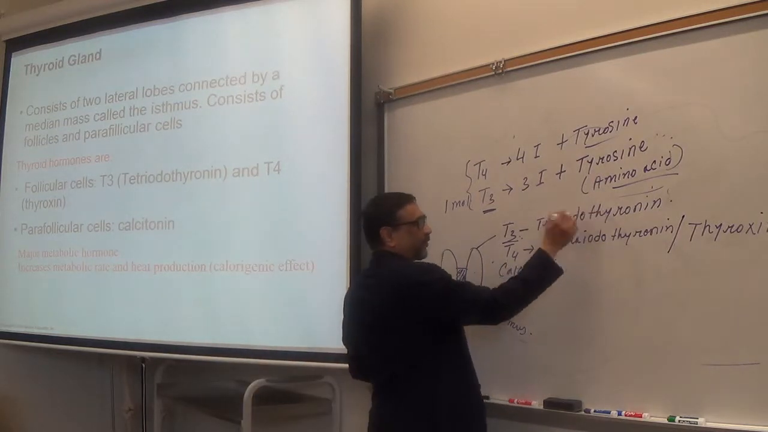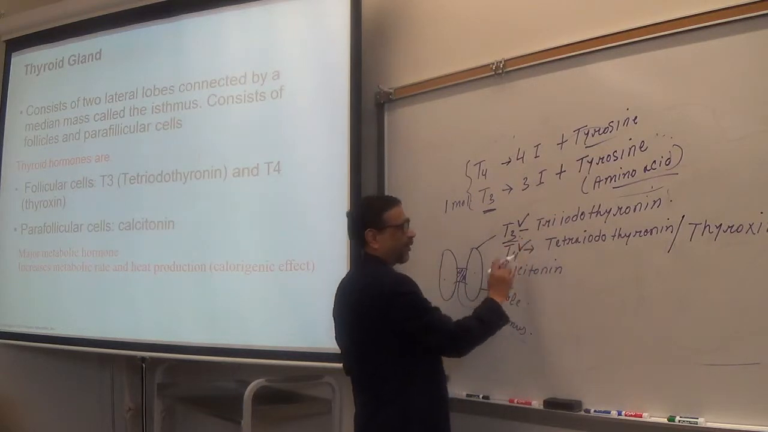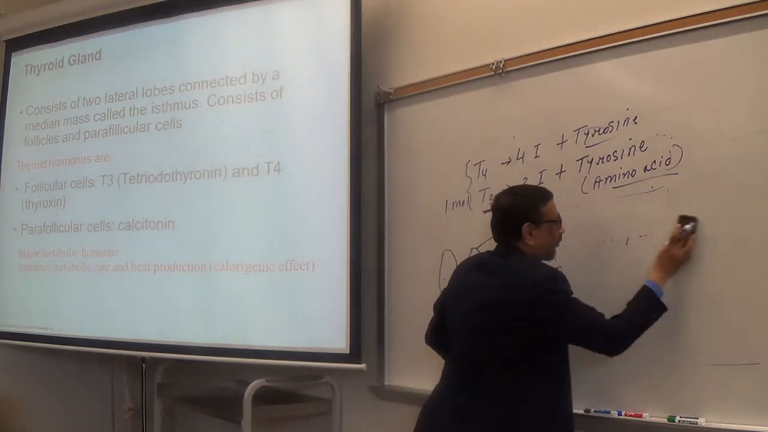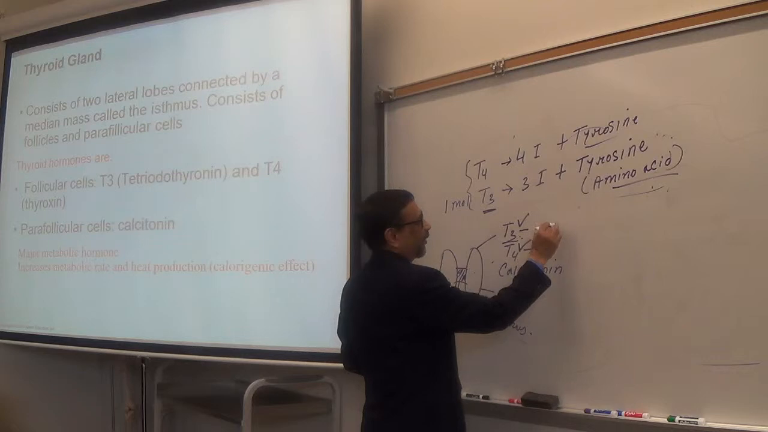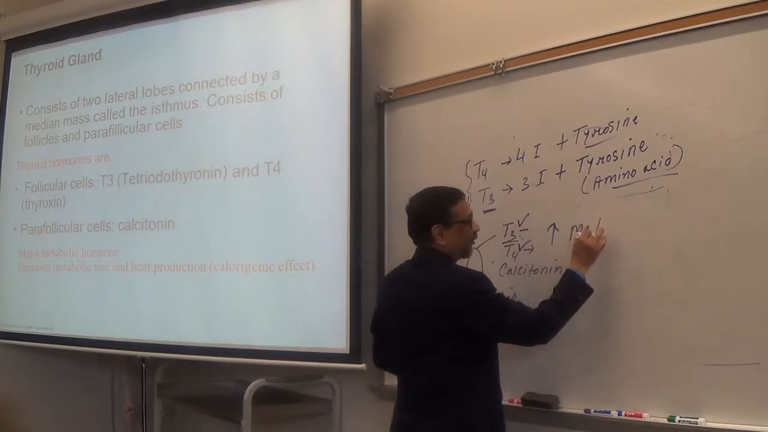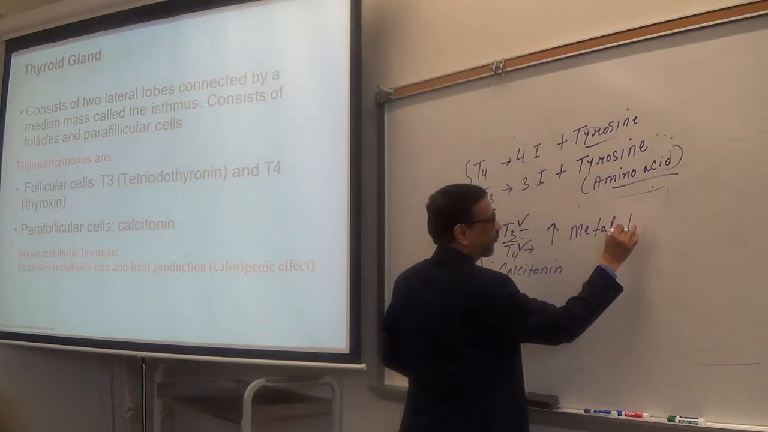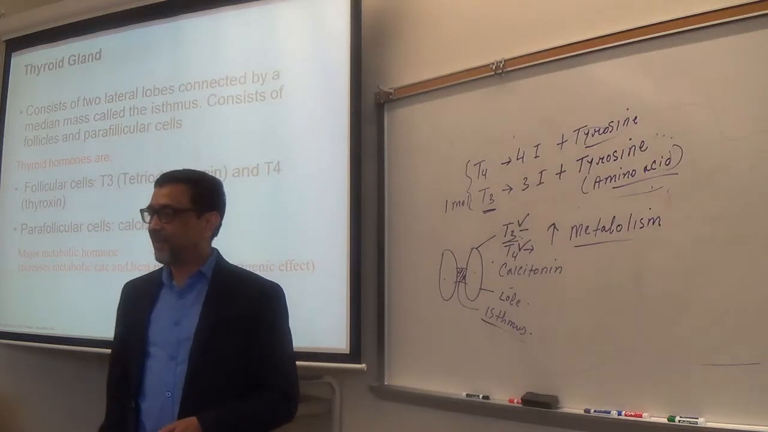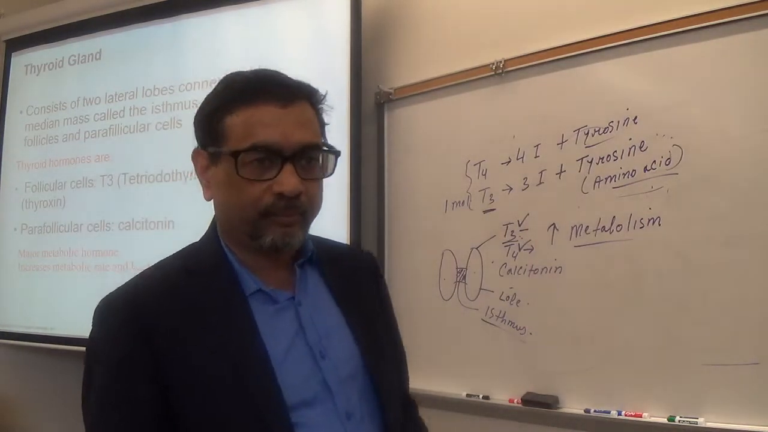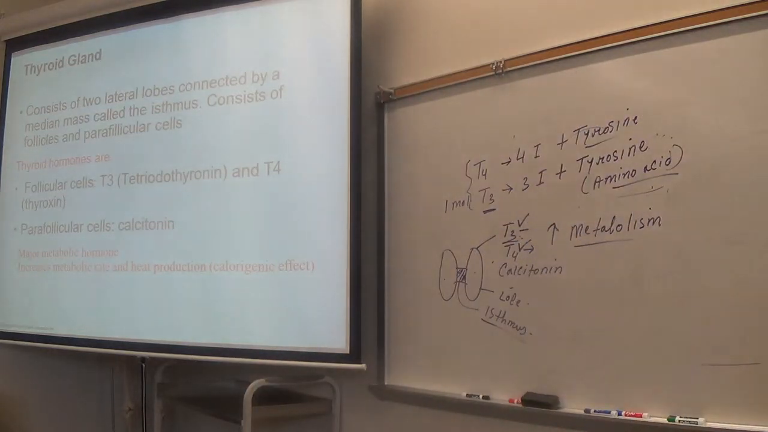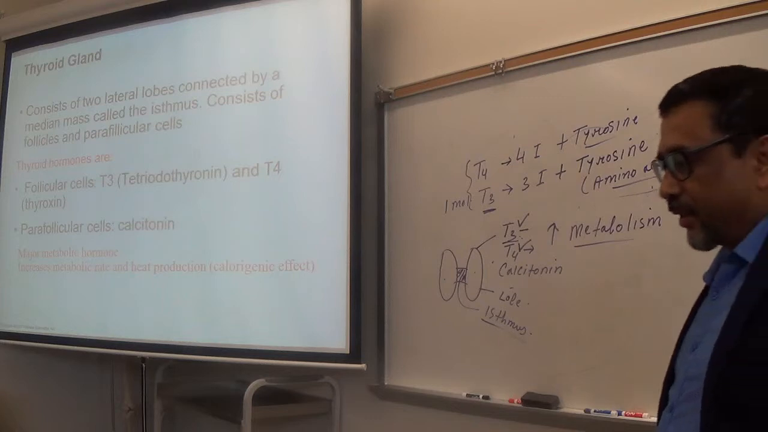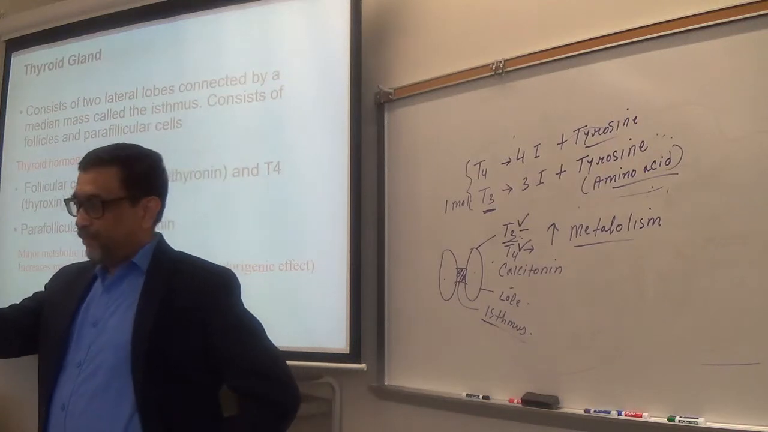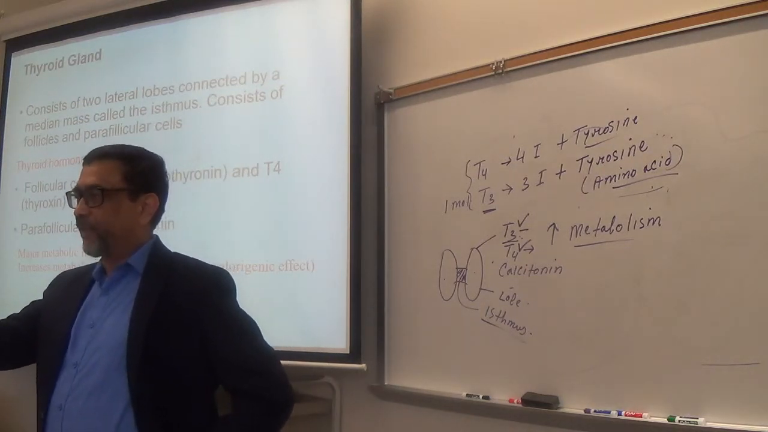Now, these two hormones, T3 and T4, they are very important. Why? Because they increase the metabolism in the body, increase metabolic activities in the body. T3 and T4, they do what? Increase metabolism or metabolic rate or metabolic activities in the body.